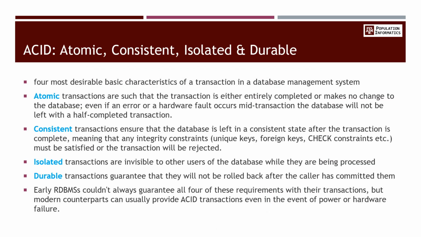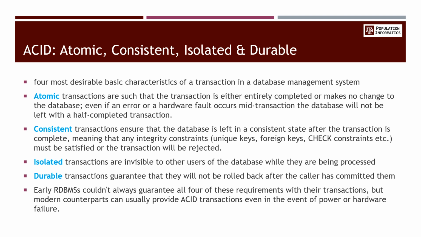There are 4 most desirable characteristics of a transaction in a database management system called ACID. It stands for atomic, consistent, isolated, and durable. Atomic transactions are such that the transaction is either entirely completed or makes no change to the database. Even if an error or a hardware fault occurs mid-transaction, the database will not be left with a half-completed transaction. For example, if an ATM fails in the middle of depositing a check, the bank database would not have a record of the deposit halfway.